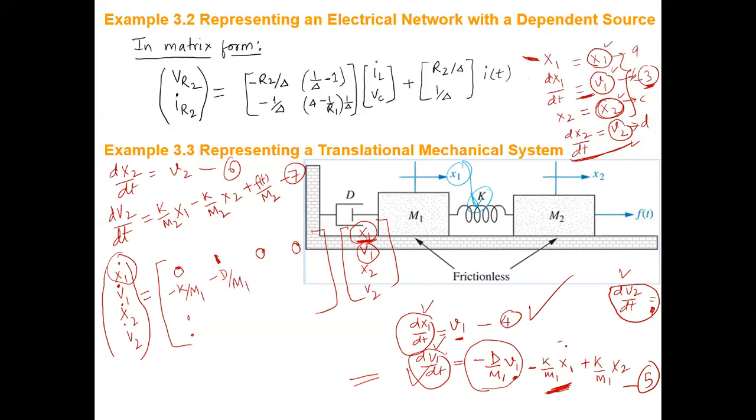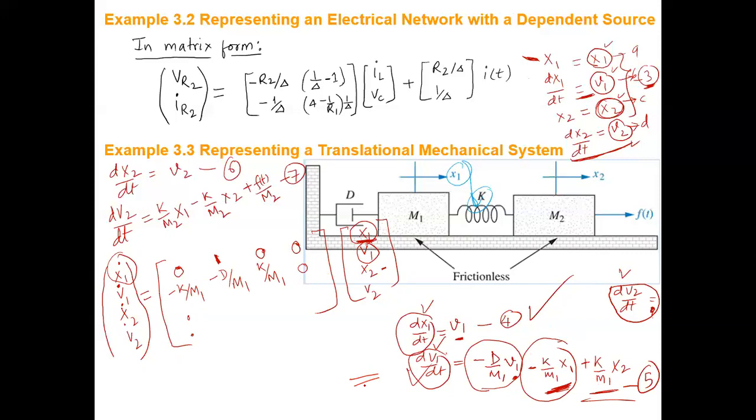This one is done. X1 is done, right? This is done. The next one is done. How about X2? The next part is X2. X2 comes from here, K over M1. So now what is the next one? B2. We don't have B2 here, right? Meaning zero.